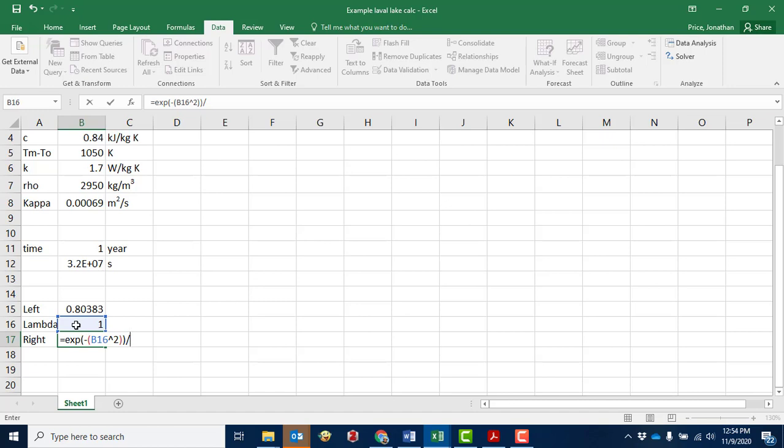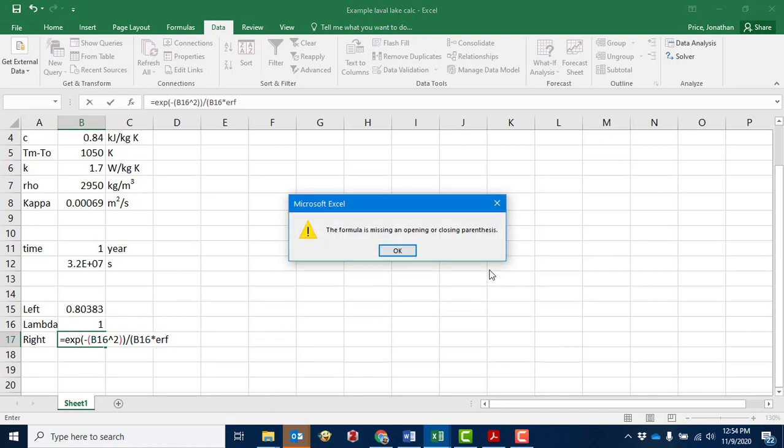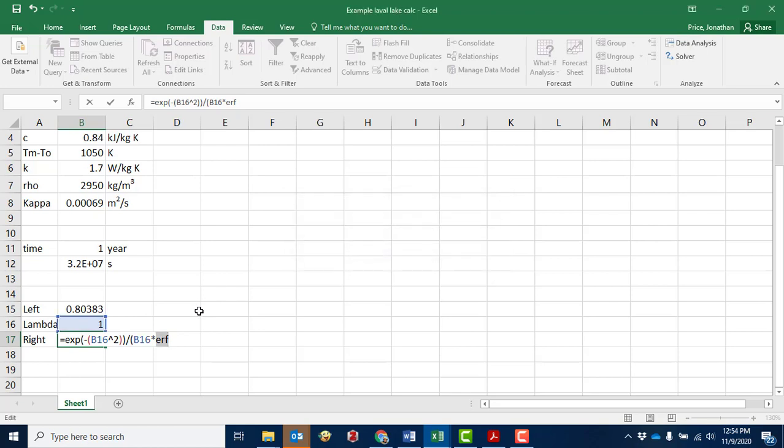Now I can go to the denominator. The denominator is just going to be lambda times the error function of lambda. Sorry, I do have to use parentheses for that. The error function of lambda. And then close that, and my whole thing should be enclosed together. With a lambda of 1, I get the right side equation to equal 0.43655, which of course is not the same as the left side of the equation.